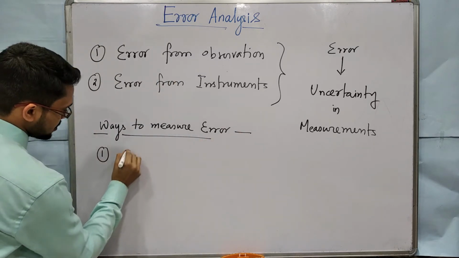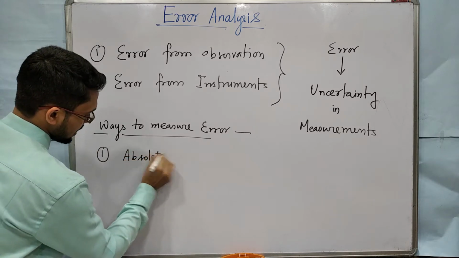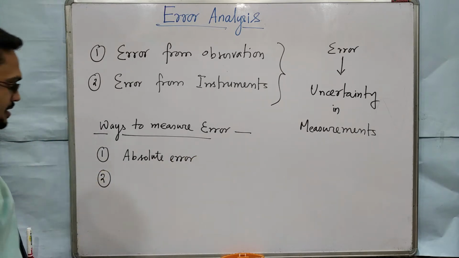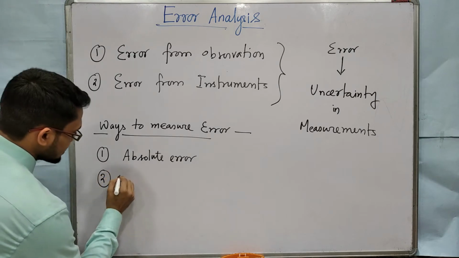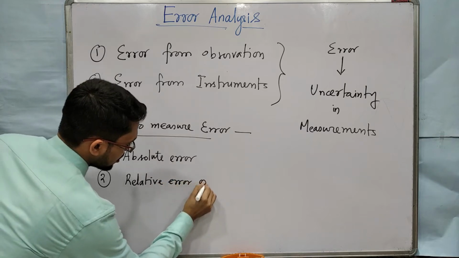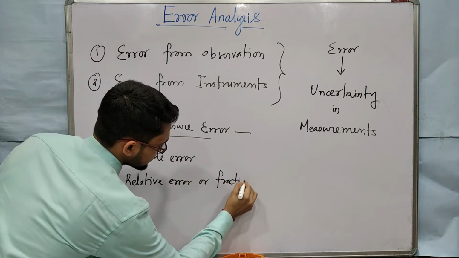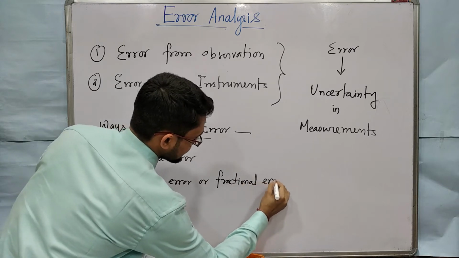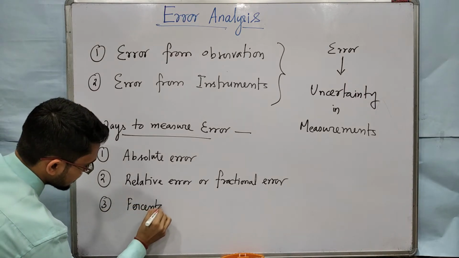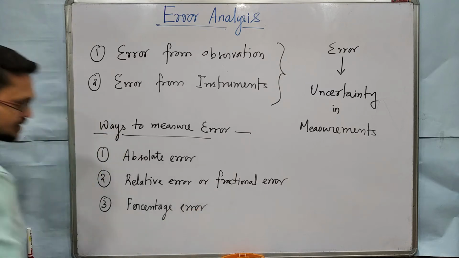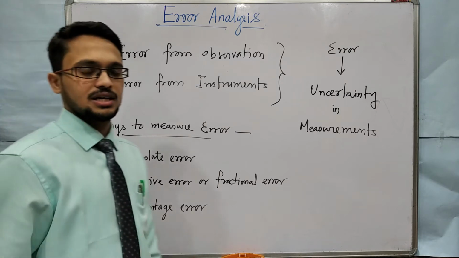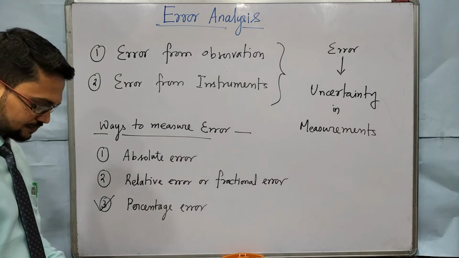First one is absolute error. As we proceed we will understand what this means. Second one is relative error, or fractional error. And third one is percentage error. But most of the time we use percentage error. As we proceed you will understand how to measure these things.